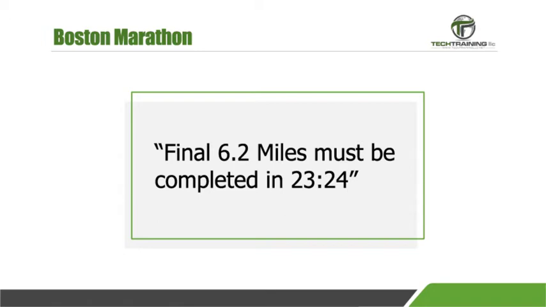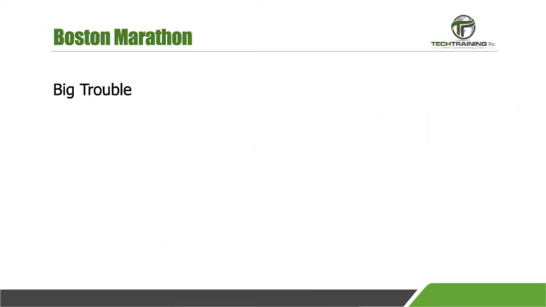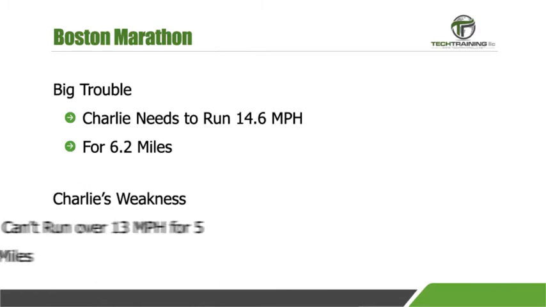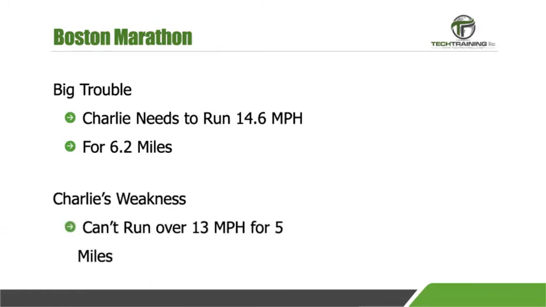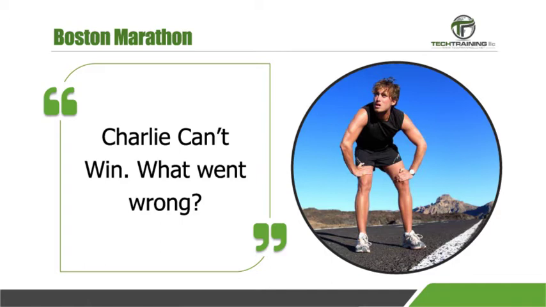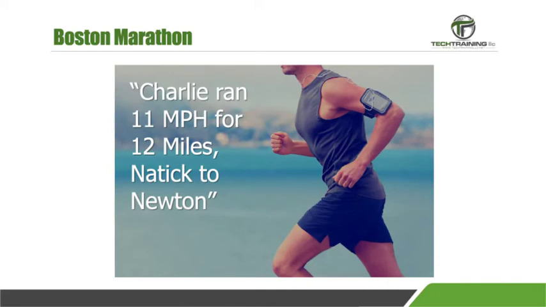You do a quick calculation. Charlie needs to run a pace of 14.6 miles per hour for the final 6.2 miles. Remember Charlie's weakness. He can't run over 13 miles per hour for any distance over 5 miles. Charlie is not going to win the Boston Marathon. What went wrong? Well, the biggest downfall was Charlie only ran 11 miles per hour for the 12-mile stretch from Natick to Newton. Therefore, telling Charlie to pick up the pace in Newton did no good whatsoever. It was already too late.